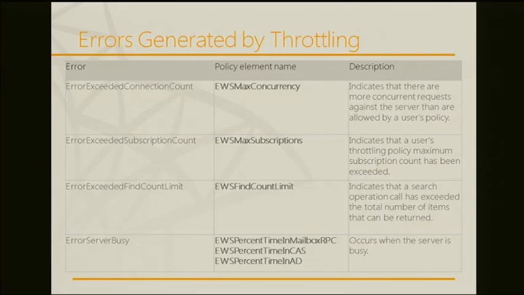For limits like the percent time in, you just get error server busy back. And in some cases, like with Exchange 2007, you might just get error server busy back. There are other scenarios where if the Exchange server can't facilitate your request in a given time, you may get that error server busy back. The key when you see that is that it's typically a transient throttling condition. So you don't want to resend your request immediately. You want to back off and let it catch up. But you should expect that, with some time, you'd be able to recover from that.